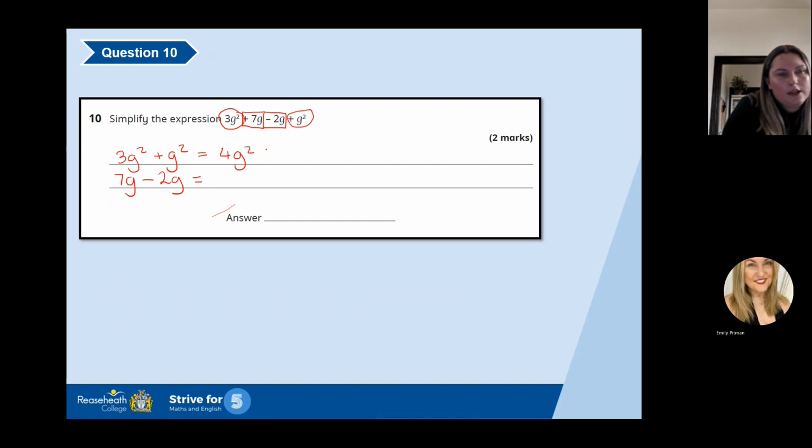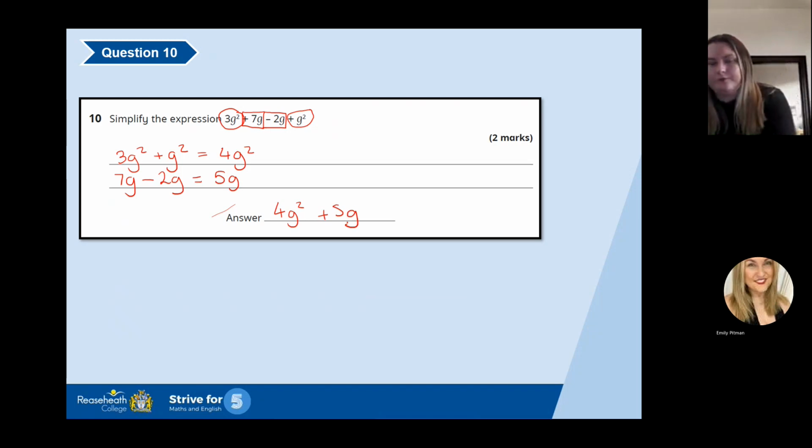7g minus 2g is 5g. So we've then got 4g squared plus 5g.